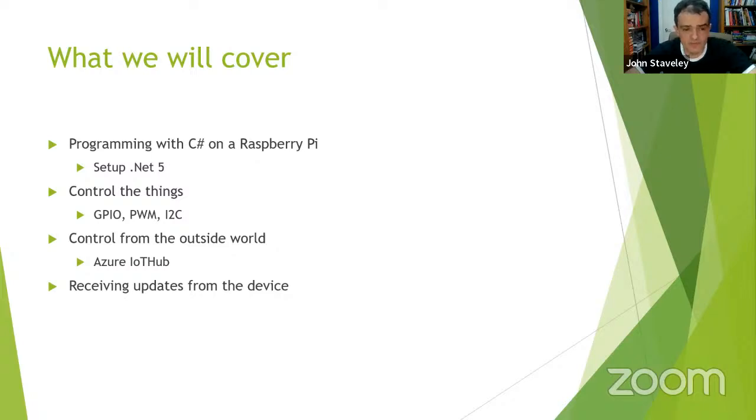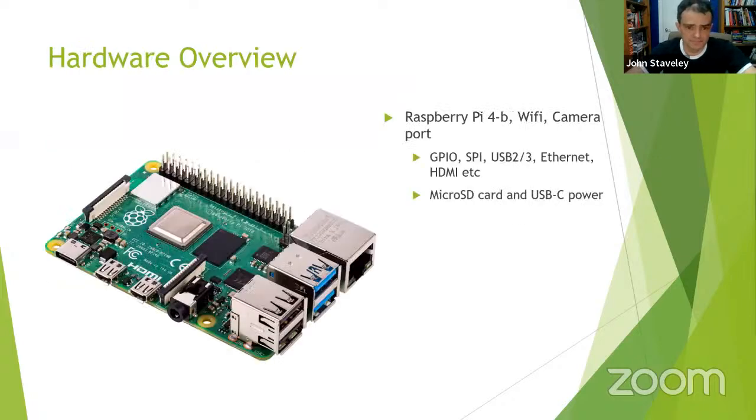Then, of course, once you've got your Pi set up and doing stuff, you'd like to control it from the outside world and also push data up from your Pi into a data center where you can digest it and display it on a website or something like that. So the intermediary I use is Azure IoT Hub. I'll be giving a load of examples on how to use that and receiving updates from the device.